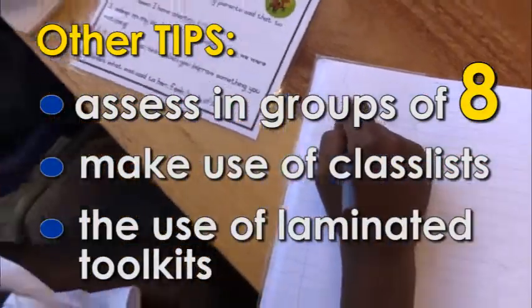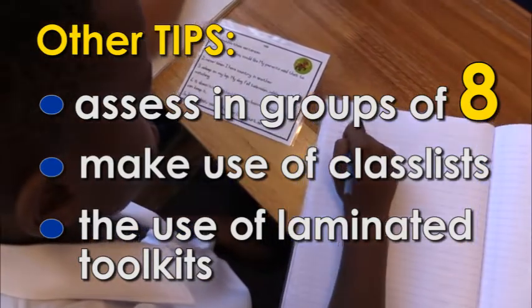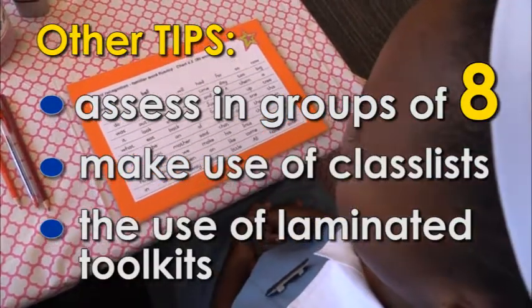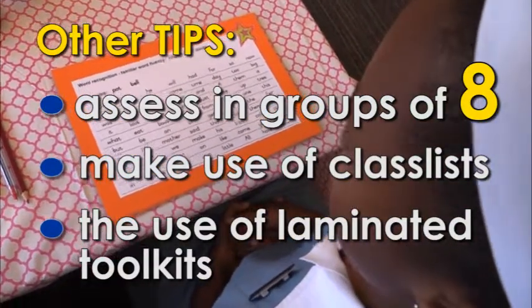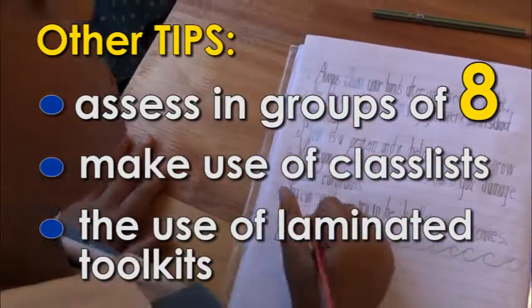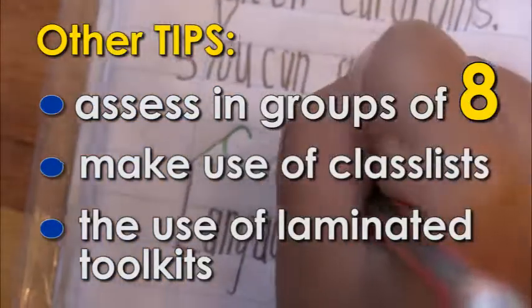When laminated toolkits are used, it is strongly advised that the teacher has her own set of laminated toolkits. A whiteboard marker can then be used to mark the mistakes. It can then be recorded on the class list so that it can inform the teacher on which interventions are needed.